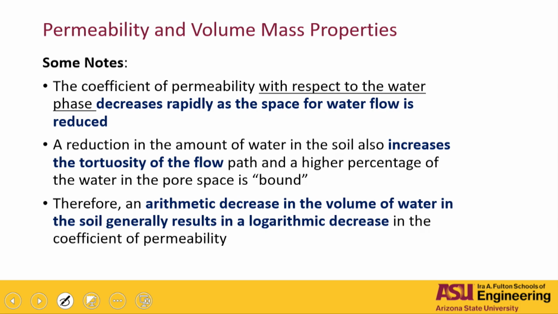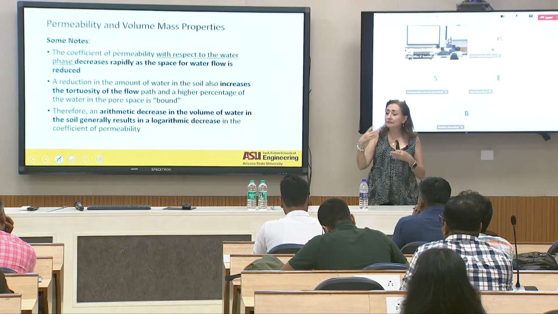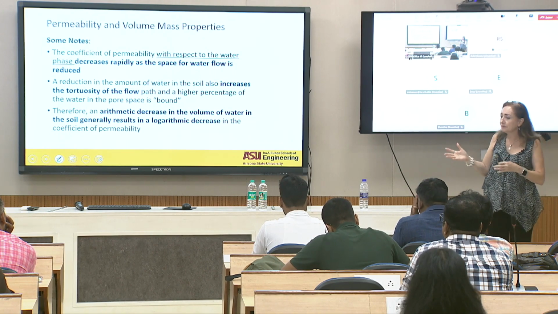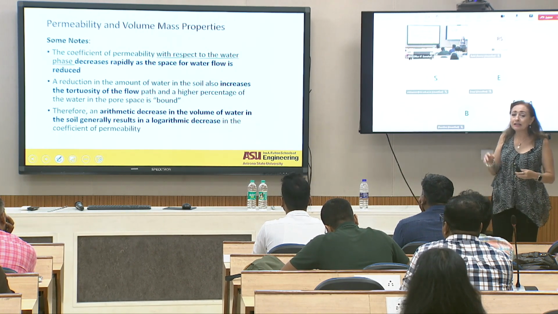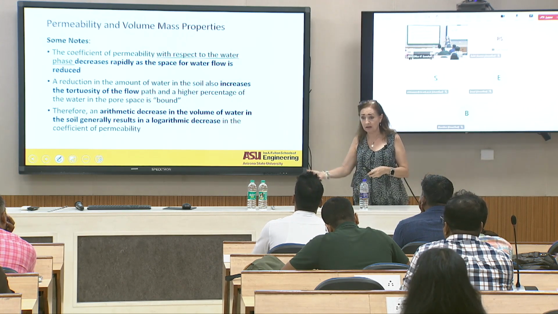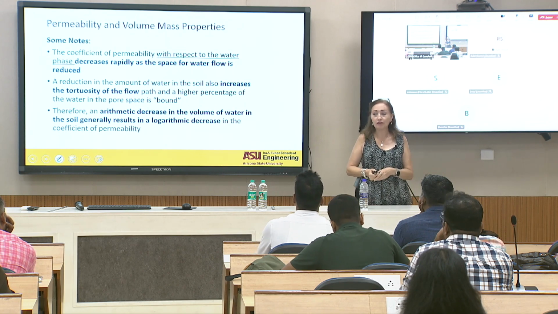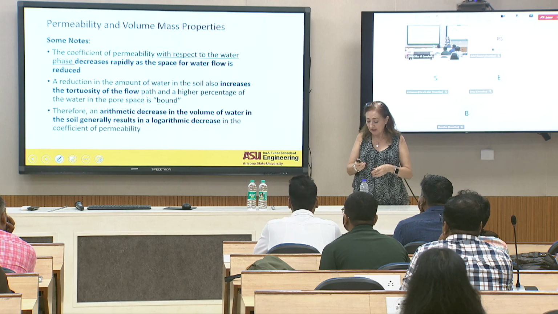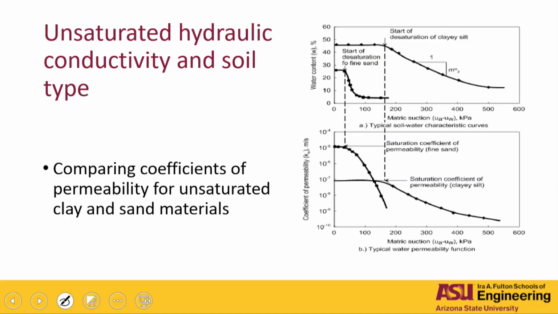And not only that, the amount of water in the soil, as you saw in the little diagram, also increases the tortuosity of the flow path, and a high percentage of the water in the pore space will be bound. Therefore, an arithmetic decrease in the volume of water in the soil generally results in a logarithmic decrease in the coefficient of permeability. So you see orders of magnitude decrease in that one. Okay. This is to compare for different soils.